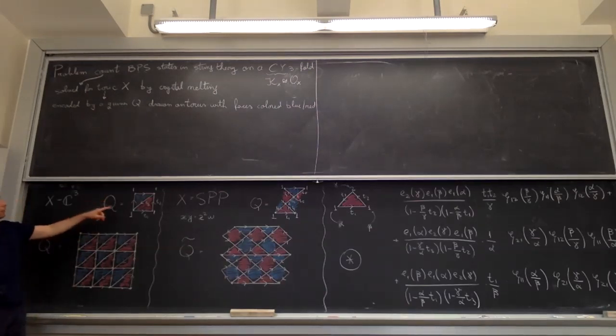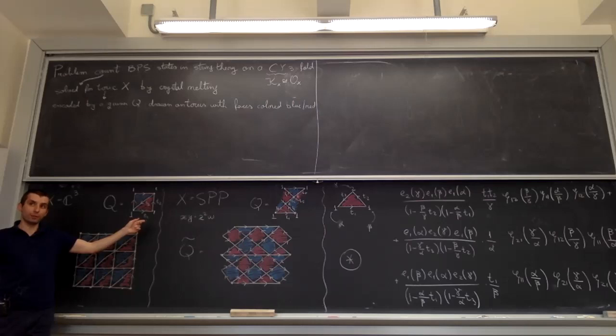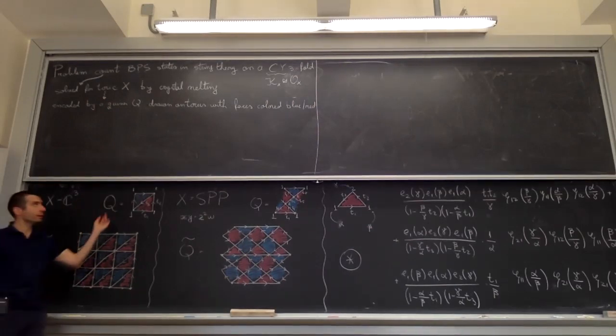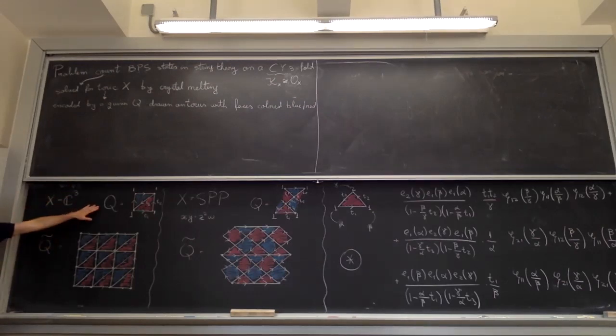The condition with the blue and the red faces for these quivers is that all of the arrows go clockwise around the blue faces and counterclockwise around the red faces. This happens for all quivers. The faces are colored in blue and red not in some arbitrary way, but in such a way that the arrows go clockwise around the blue and counterclockwise around the red. Now, this is the quiver on the torus.